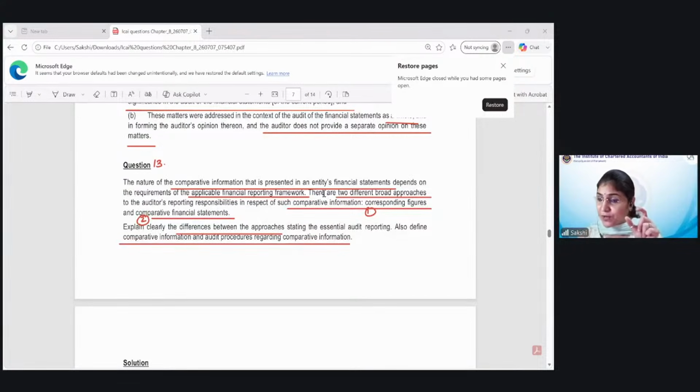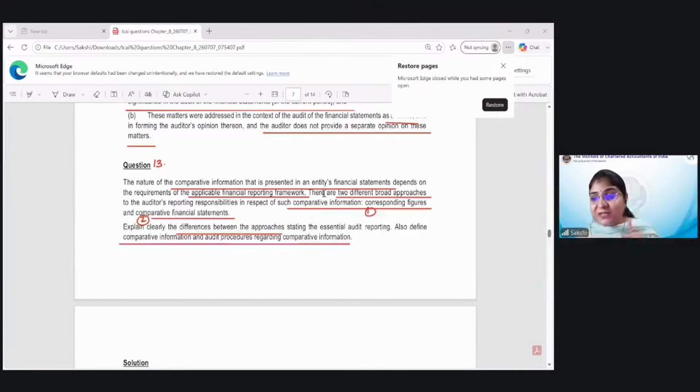You define what is comparative information: when the amounts and disclosures in the financial statements are in respect of one or more prior periods. How do you define comparative information? The amounts and disclosures included in your financial statements are in respect of one or more prior periods. This is your definition. Now, technically there are three points: first is the difference, second is the definition, and third is your audit approach, your audit procedure.